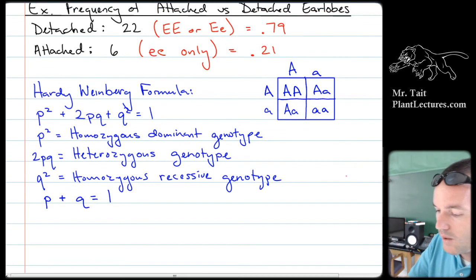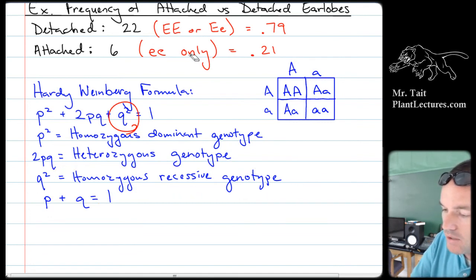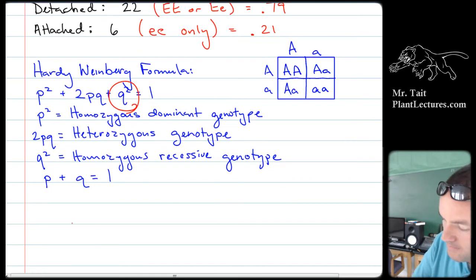So in this equation here, we know just q squared, right? That's the only number we know, because q squared is the homozygous recessive genotype, and we know that the homozygous recessive genotype was 0.21, but the 0.79 that we have is actually the combination of the homozygous dominant and the heterozygote. So we know q squared is equal to 0.21.